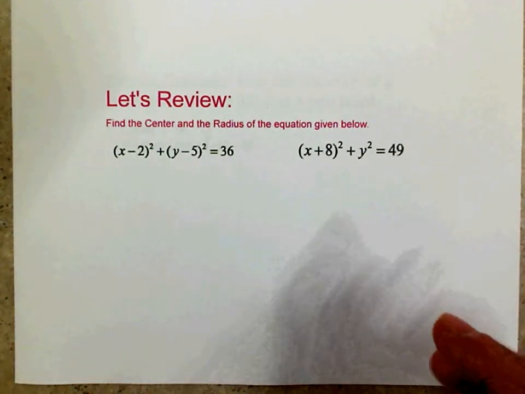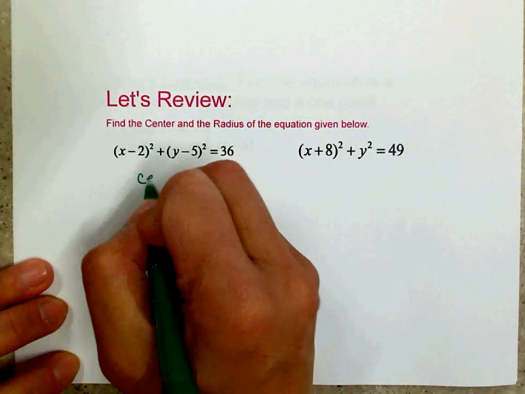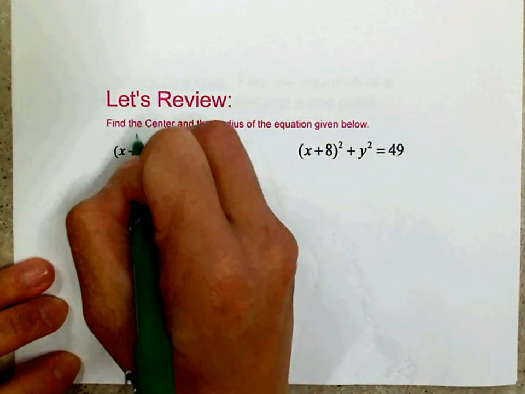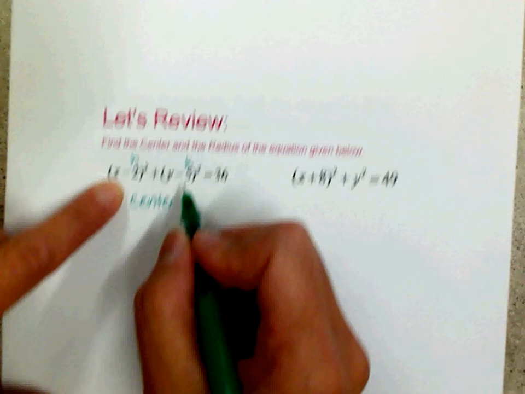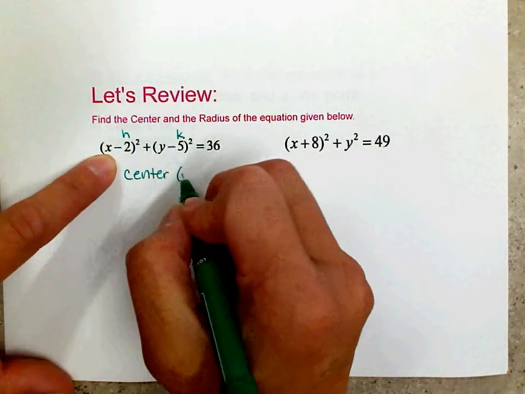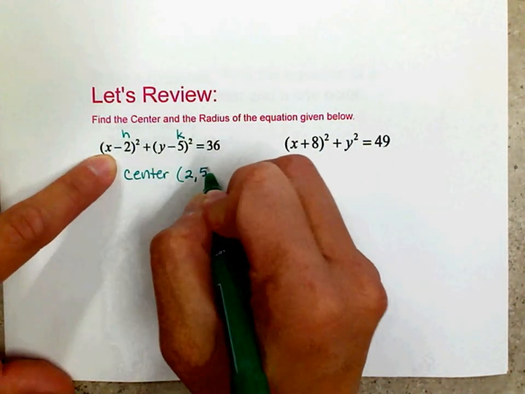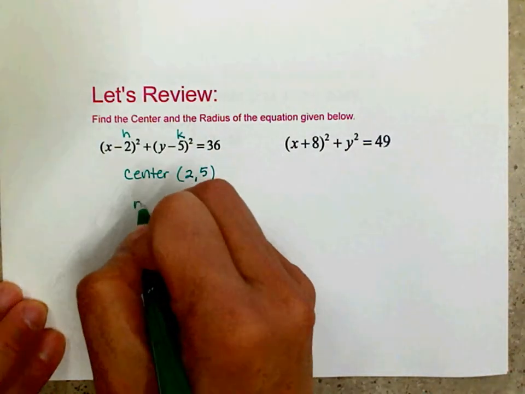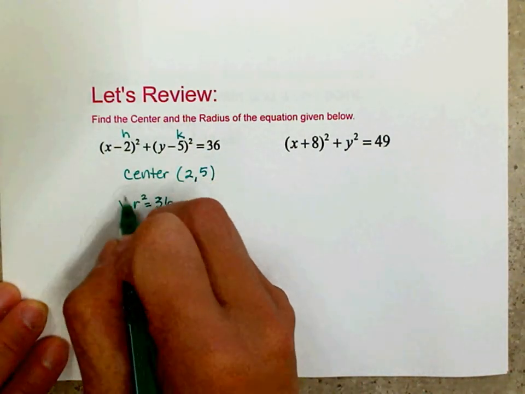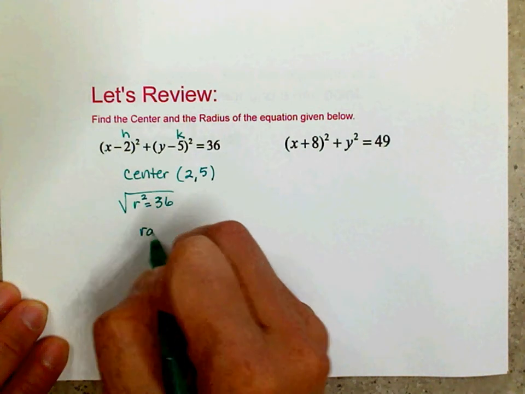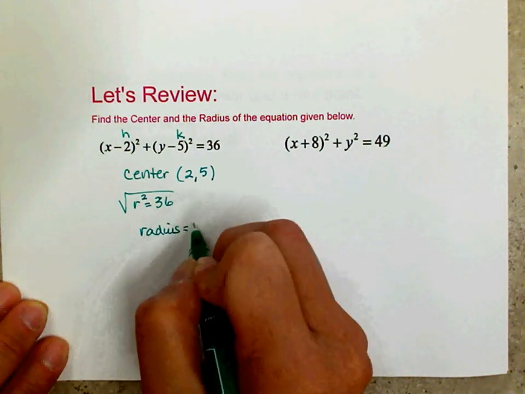Find the center and the radius. So what is my center? Here's your h, here's your k. It's always the opposite because your formula has a negative. So your h is going to be positive 2, and your k is going to be 5. And r squared is 36. To solve for r, you take a square root. So your radius is equal to 6.